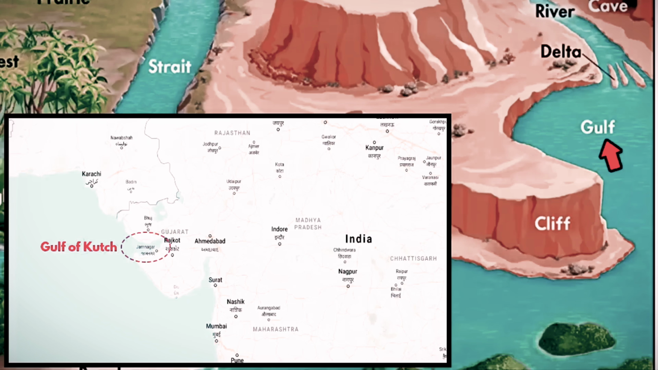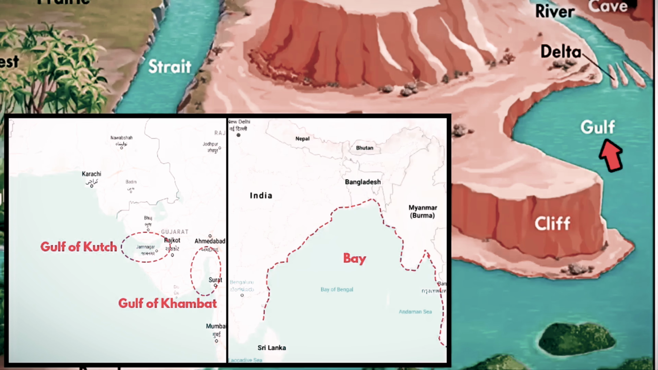In India, the Gulf of Kutch and Gulf of Khambat are the two famous inlets of the Arabian Sea along the west coast of India in the state of Gujarat. Another important point to remember is that both a gulf and a bay are the same things. The only difference is in the size.